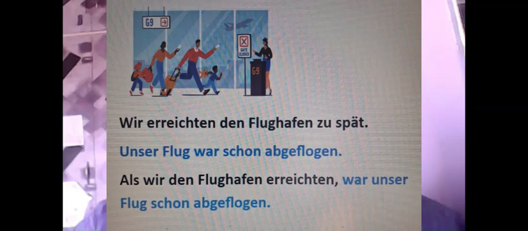So, als wir den Flughafen erreichten, war unser Flug schon abgeflogen. So our flight had already taken off. So schon abgeflogen. So hier haben wir "war". Das ist das Präteritum von sein als Hilfsverb. Das ist Plusquamperfekt. Noch einen Satz habe ich.